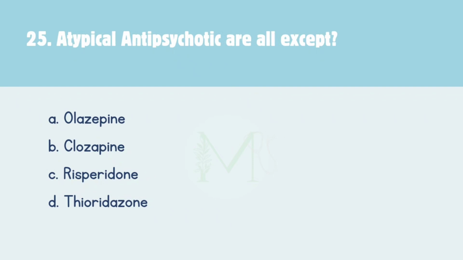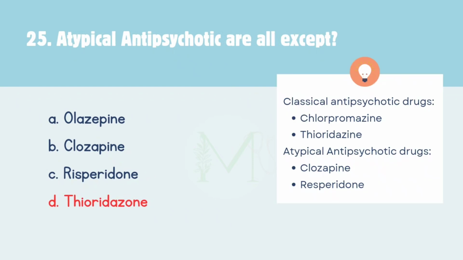Atypical antipsychotic drugs are all except olanzapine, clozapine, risperidone, thioridazine. The correct answer is thioridazine. We have classical antipsychotic drugs and atypical antipsychotic drugs. Classical antipsychotic drugs are chlorpromazine, haloperidol, zuclopenthixol, and thioridazine. All these classic antipsychotic drugs act by blocking dopamine D2 receptors.